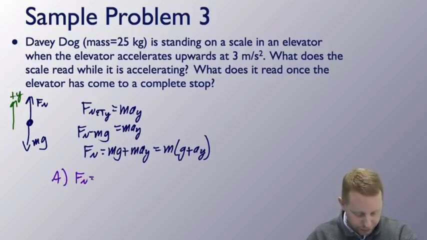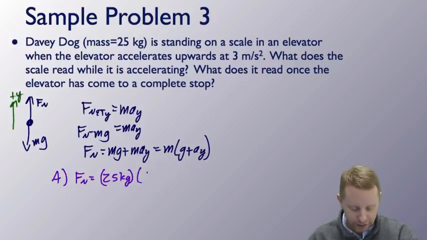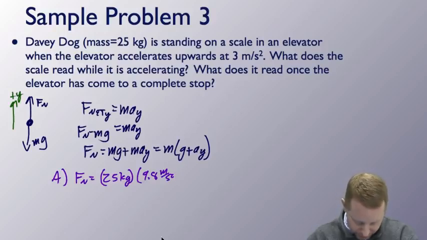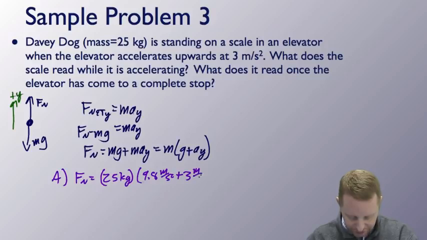Well, the normal force is just going to read the mass, 25 kilograms, times g plus ay. 9.8 meters per second squared plus 3 meters per second squared, which is about 320 newtons.